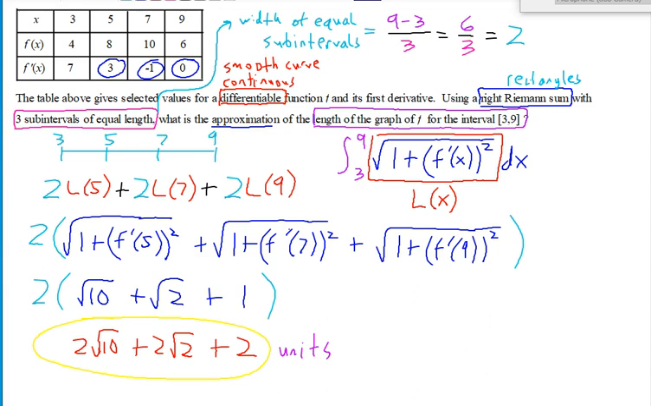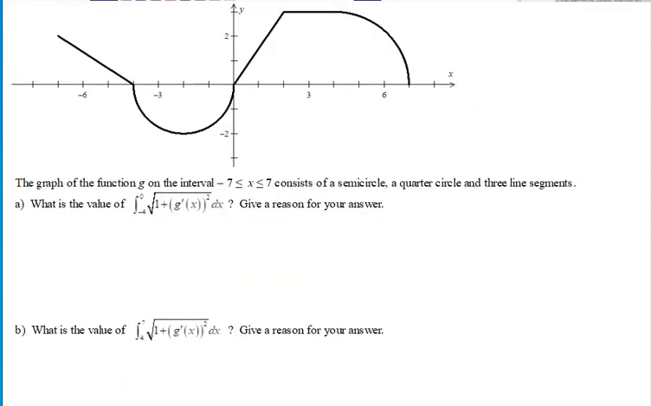So that's how you combine our Riemann sum approximations with the arc length formula. Notice we didn't use f of x at all, because a common mistake on this one would be to try to use f of 5, f of 7, and f of 9, basically ignoring the arc length formula altogether. That would approximate the area under the curve of f of x, but that's not what we're asked to approximate. We're asked to approximate the length of the graph. All right, let's take a look at the next one.